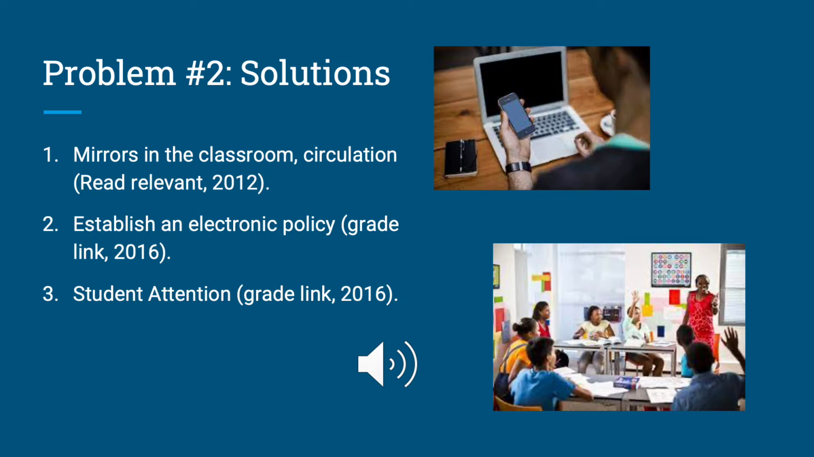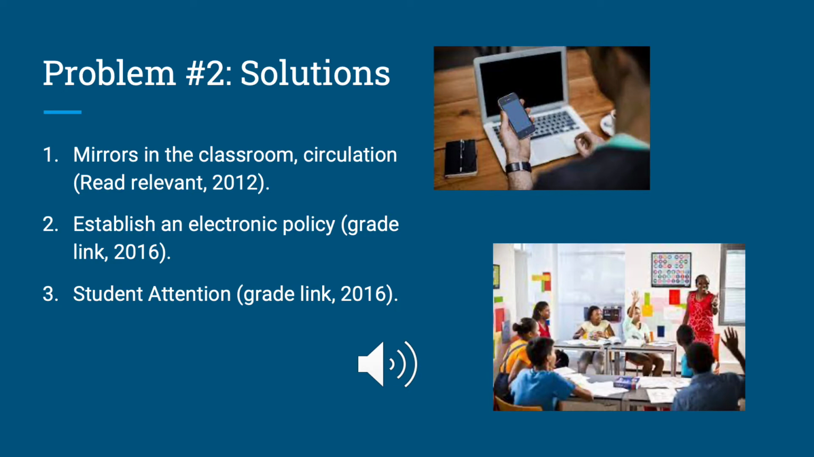A second solution could be to establish an electronic policy. Now, this could be kind of a mixed bag because you still could have students misuse it, but it's about putting your foot down and telling students what they need to be doing and what they could use. Like let's say they're working on a project, they can only have maybe a laptop or an iPad out. They can't have a phone out. That definitely helps limit what they could be doing.